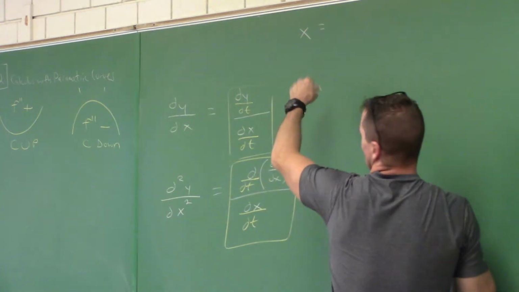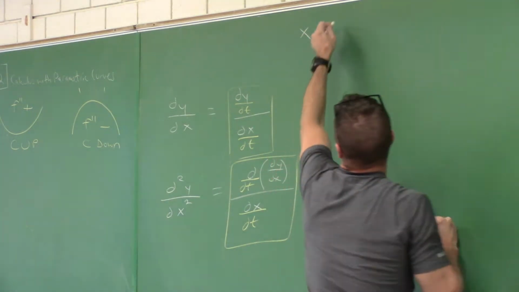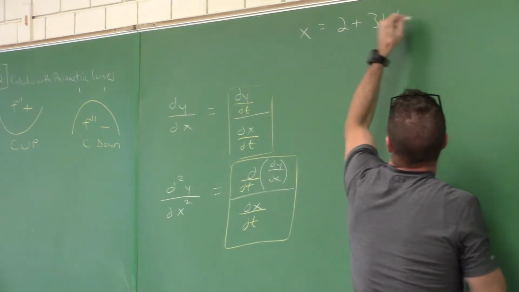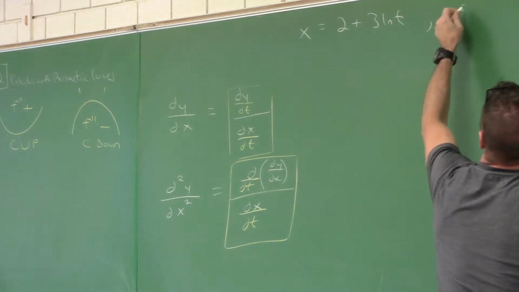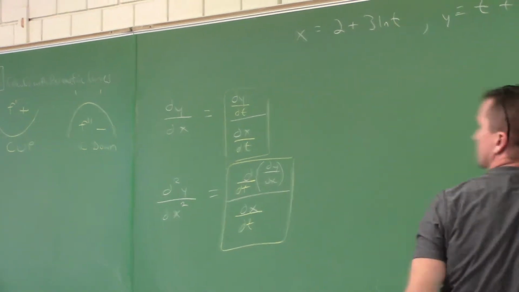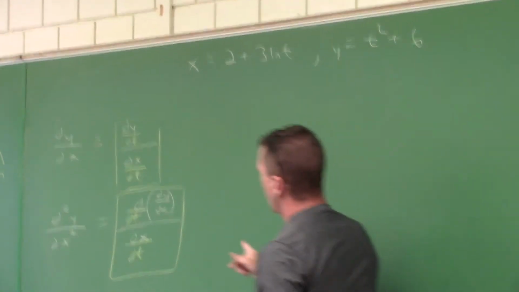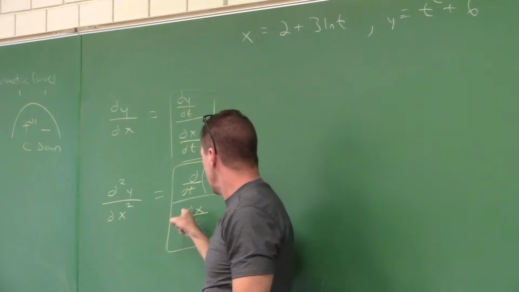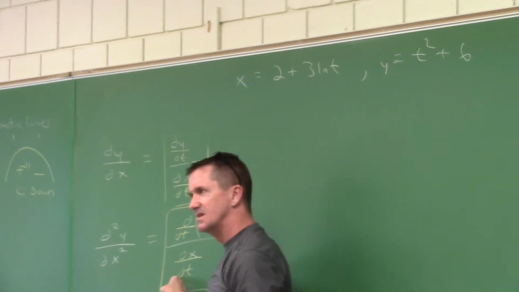I gotta rewrite this. What was x again? We used the same curve. x was 2 plus 3 natural log t. What was y? t squared plus 6. Okay. Let's find the second derivative. Well, didn't we already find that? I'm going to write that down.